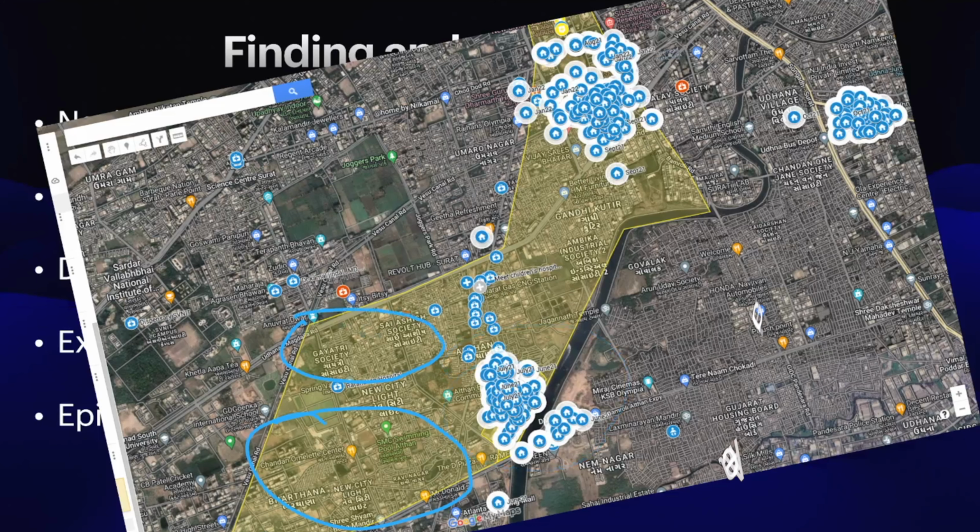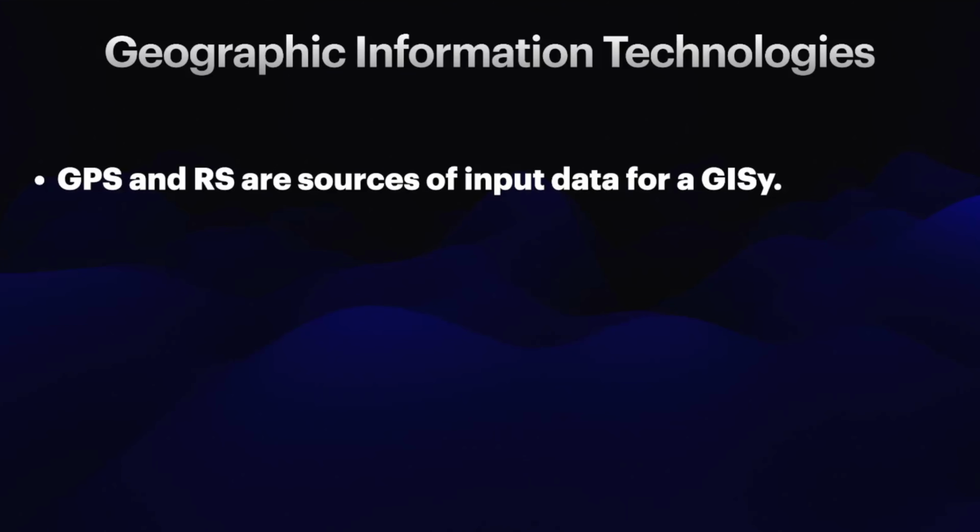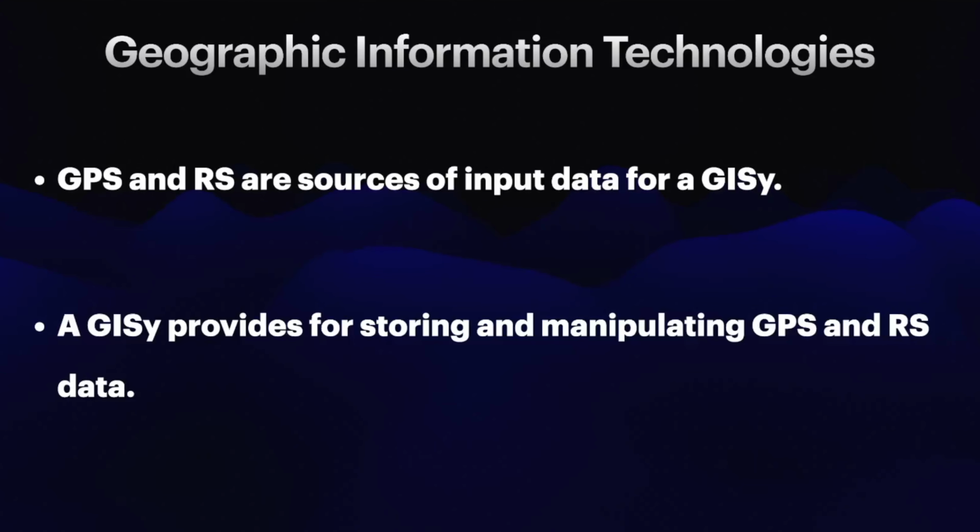So this kind of thing. Global Positioning System (GPS) and RS, remote sensing, are sources of input data for GIS. As I said earlier, source of data. Like for any other study or survey, we are collecting data using paper or our smartphone. So those data are in the form of age, sex, occupation. The additional data here we are collecting is the location-based data, having the longitude and latitude coordinates. So this kind of data is fed using the GPS and RS systems. And GIS provides storing and manipulating of those GPS and RS data.